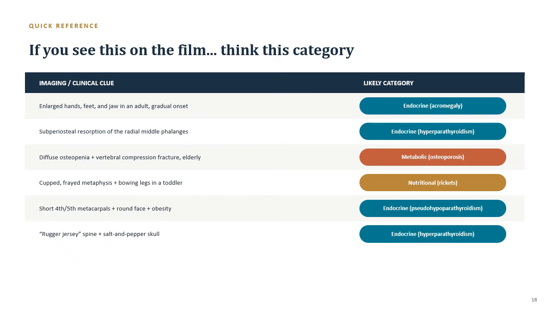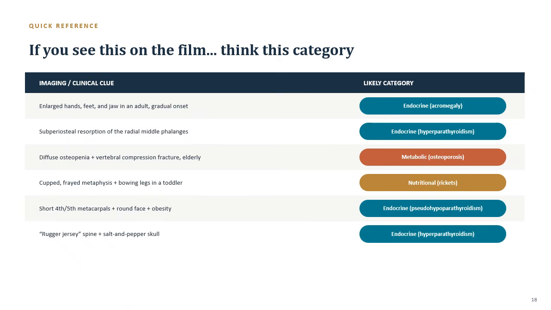All right, moving on, we have osteopenia. So we're talking about a lack of bone density. In addition to that lack of bone density, there is a compression fracture in the spine, typically in an elderly patient. This is a metabolic failure, and this is the condition of osteoporosis. All right, the next one is a toddler presenting with legs that are bowing, so bow legs. Also, they will have a cupped and frayed metaphysis. This is a nutritional deficiency, and it is considered to be that condition of rickets.